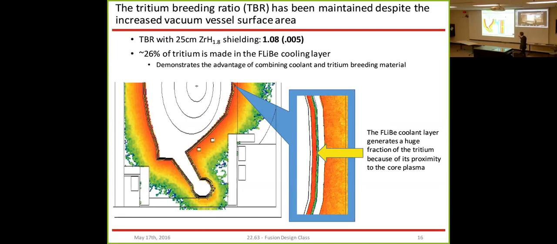So actually like 26% of the total tritium is made in this very, very thin layer. What you see at left is a plot of basically where tritium is made within the FLiBe. And basically, most of it is made in this very thin layer outside of the main vacuum vessel. This means that even though we've added in this shielding here, which is sucking up neutrons that could otherwise be used to make tritium, it hasn't significantly impacted the amount of tritium that we can make.